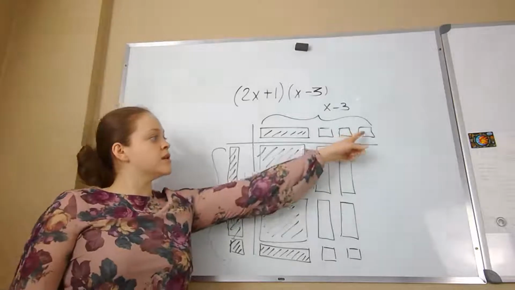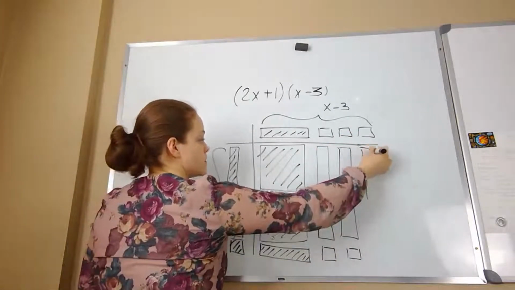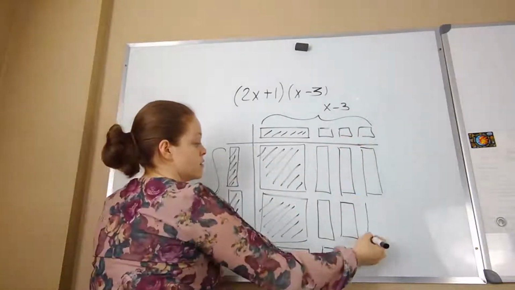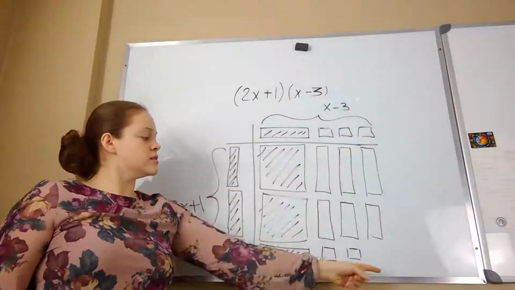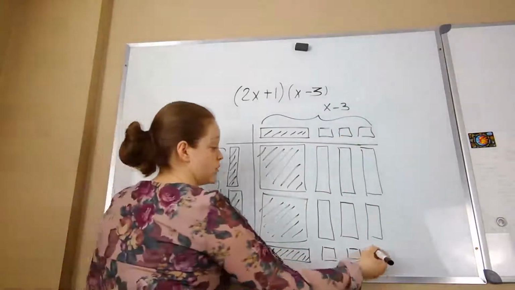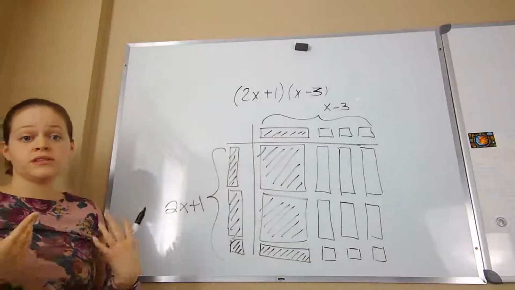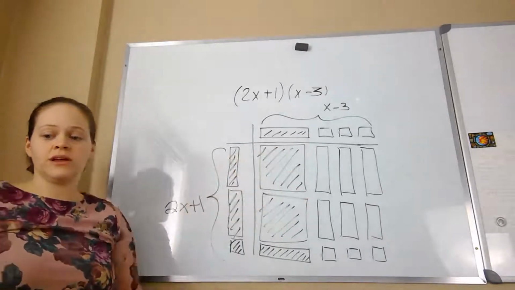We'll go one more time. Negative 1 times x is negative x. Negative 1 times x is negative x. Negative 1 times 1 is negative 1. All right? That's how you multiply them. This is not your answer, though. You do have to write what you have in the middle as your answer.